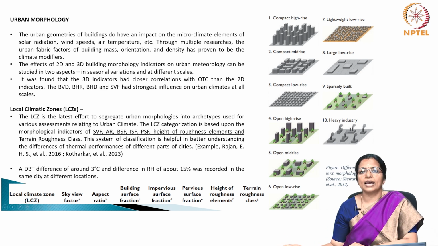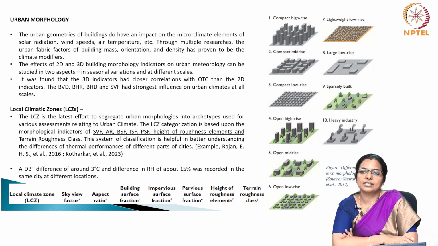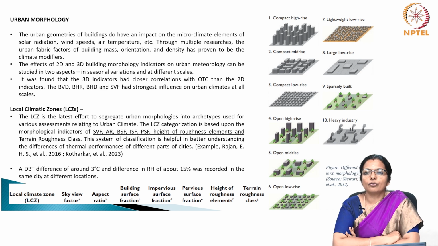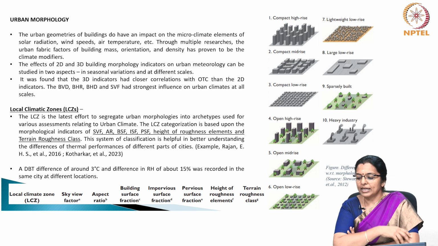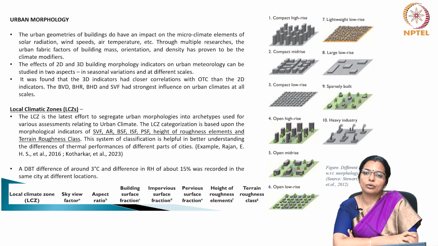Local climate zones, LCZs. Local climate zone is one of the efforts to segregate urban morphologies into archetypes used for various assessments related to urban climate. The LCZ categorization is based upon morphological indicators such as height of roughness elements and terrain roughness class. This classification system helps in better understanding the differences in thermal performance of different parts of the city. A dry bulb temperature difference of about 3 degrees centigrade and a difference in relative humidity of about 15% was recorded in the same city at different locations.